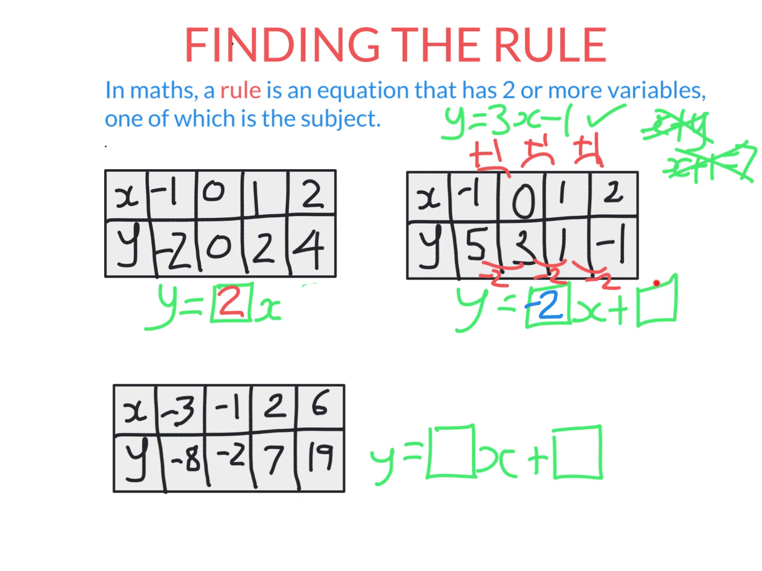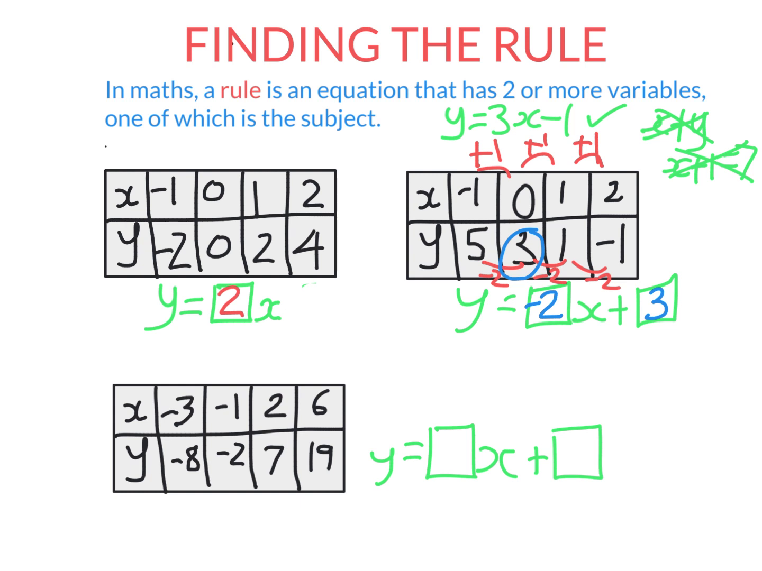In this box always goes the y value when x is 0. So when x is 0, y is 3. So what does that mean here? It means to get the y value, you have to times this x value by negative 2, then add 3. Negative 2 times negative 1 plus 3 is 5. Negative 2 times 0 plus 3 is 3. Negative 2 times 1 plus 3 is 1. Negative 2 times 2 plus 3 is negative 1, and so on.